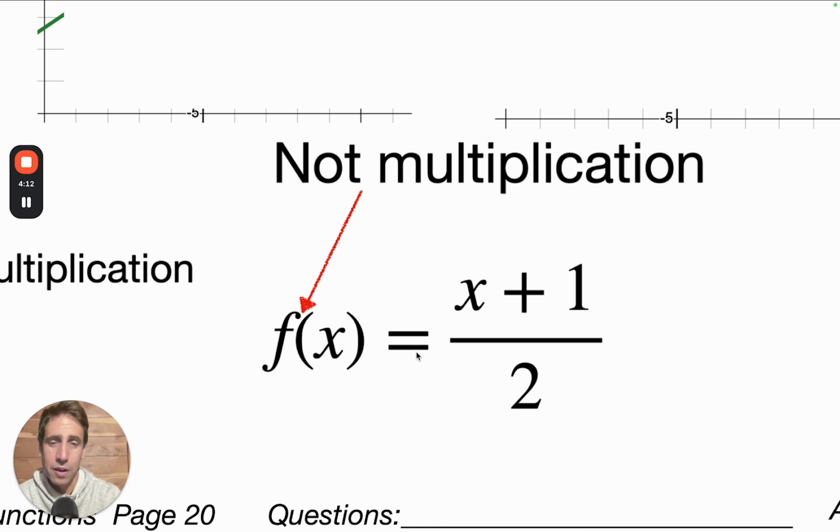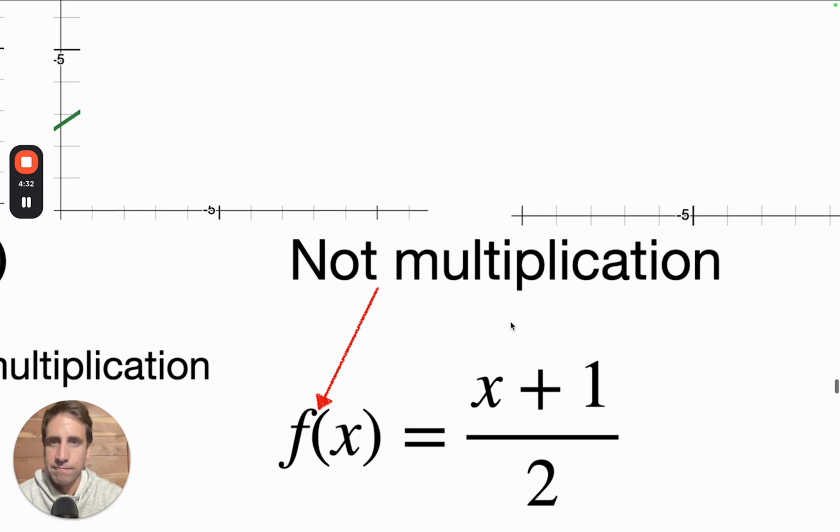And then equals. This is not even an equation, really. You can't multiply both sides by 2 or something. No, this symbol lets you know the rule for figuring out what the output is here. So whatever the input is, you add 1 and then divide by 2. All right.